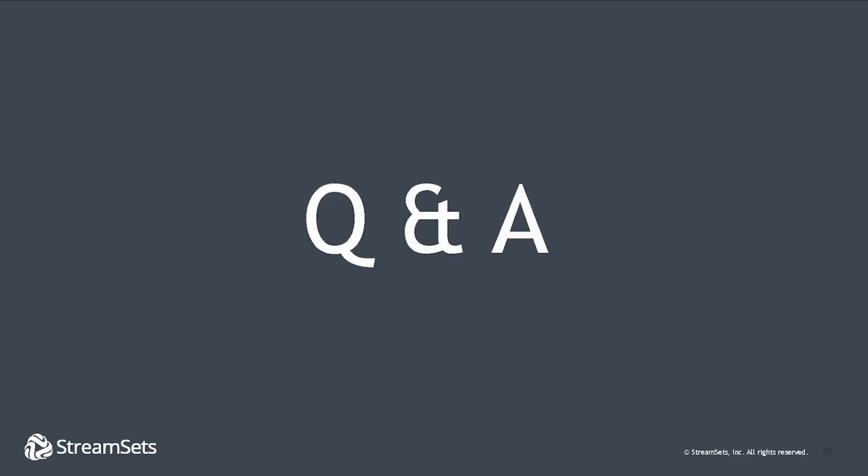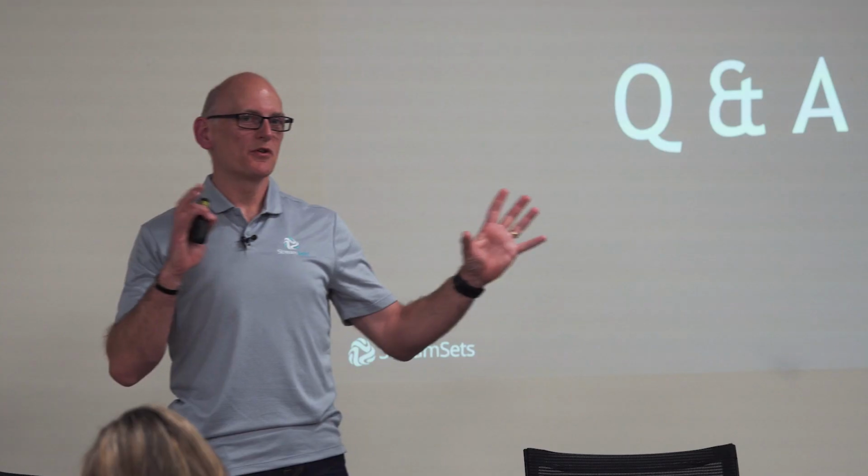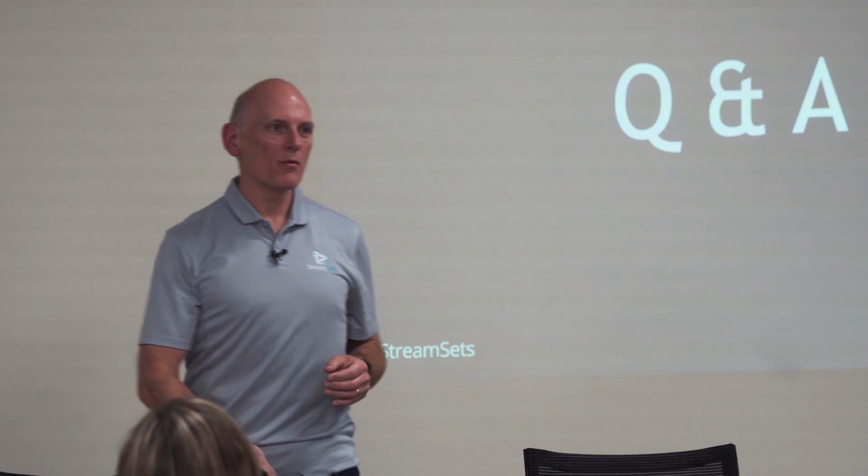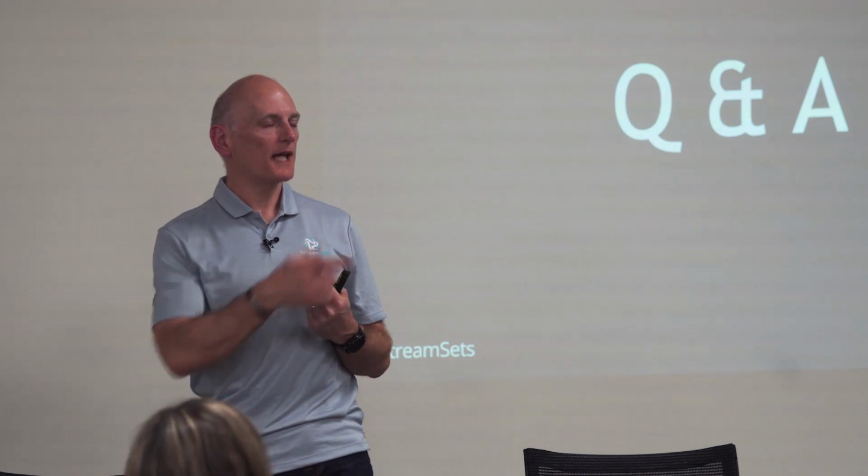So hopefully in between the glitches, you got an idea there of what was going on. So, yeah, happy to take questions. Yeah. How are the failures handled in your StreamSets pipeline?